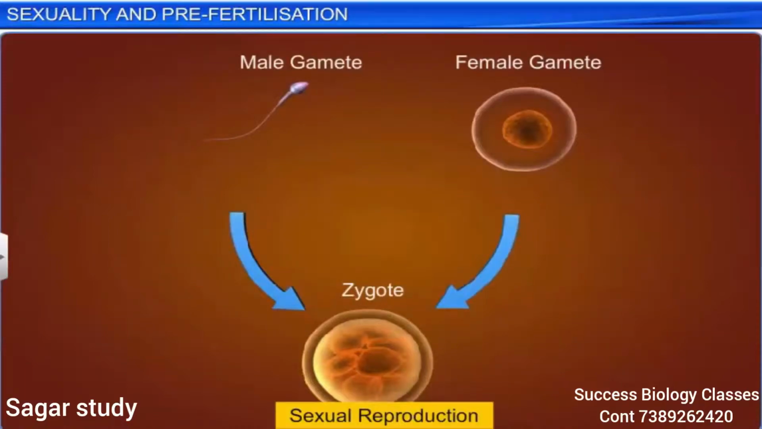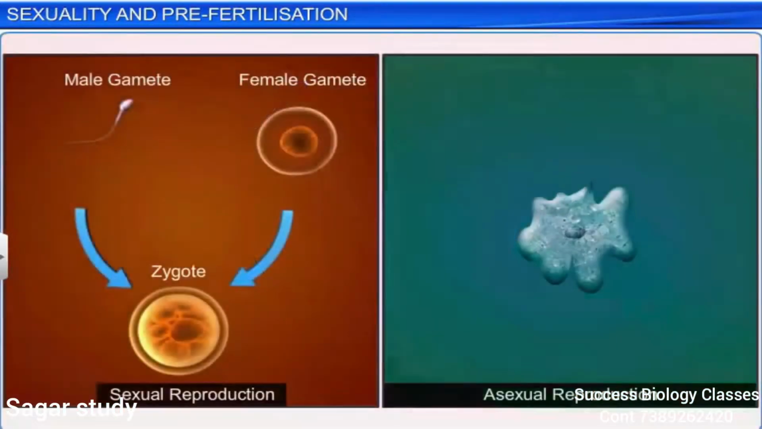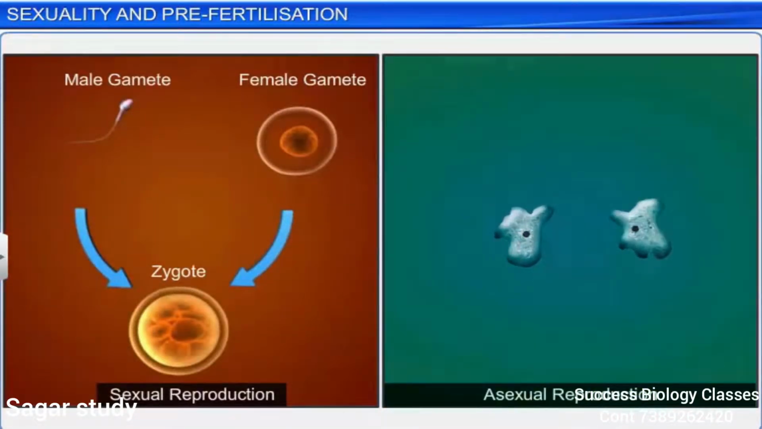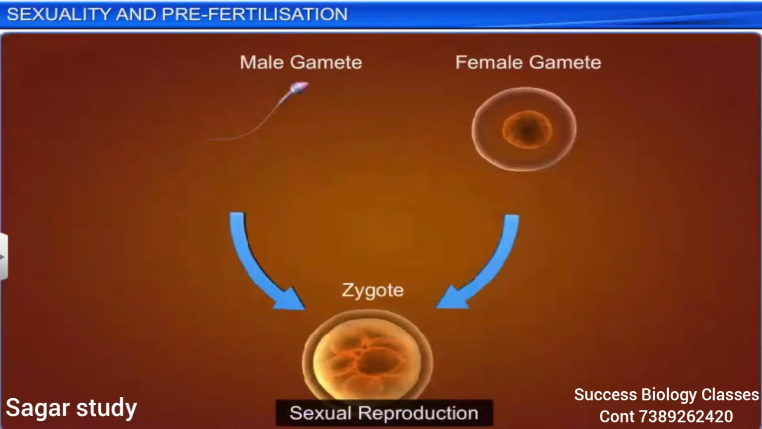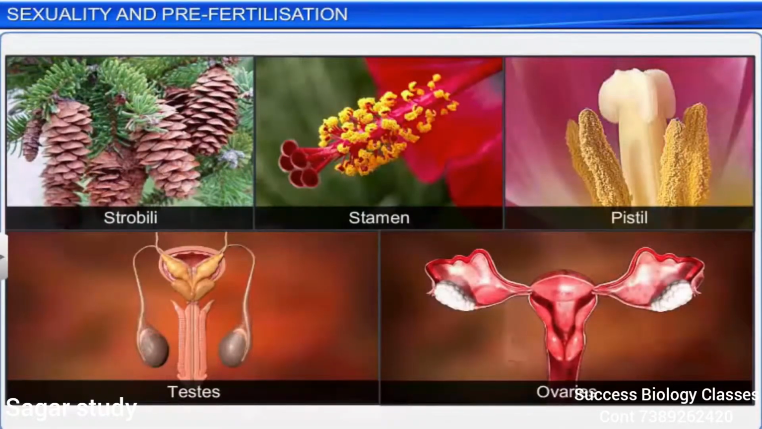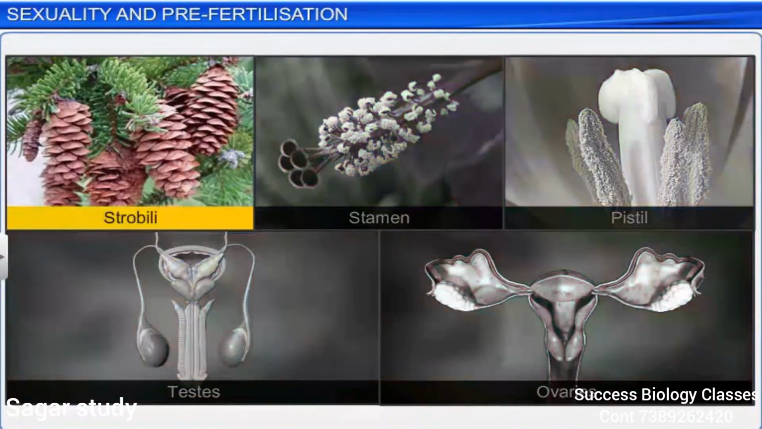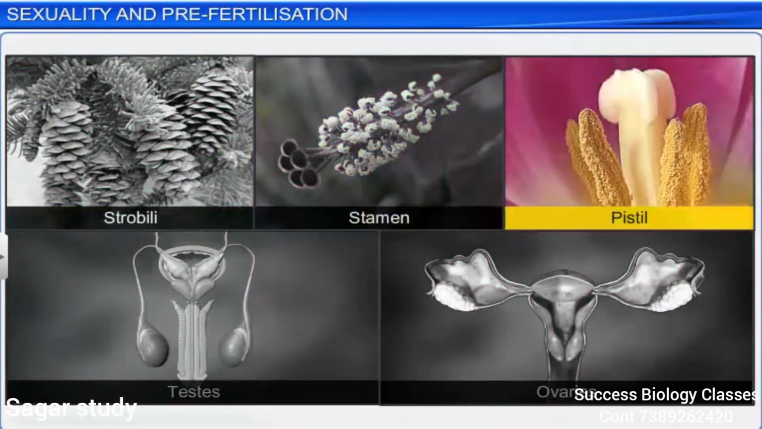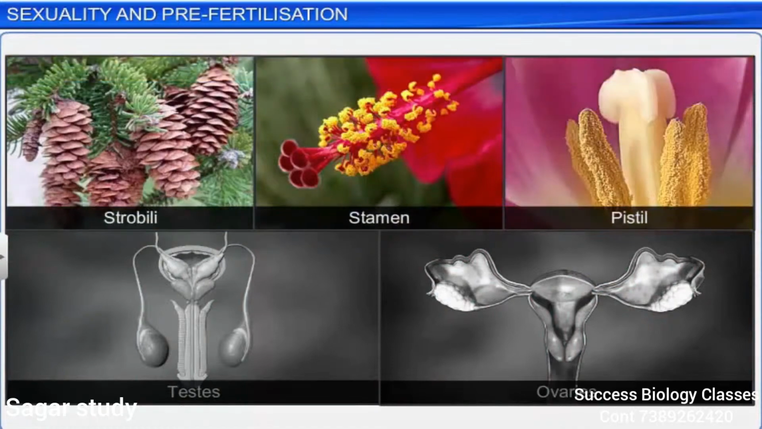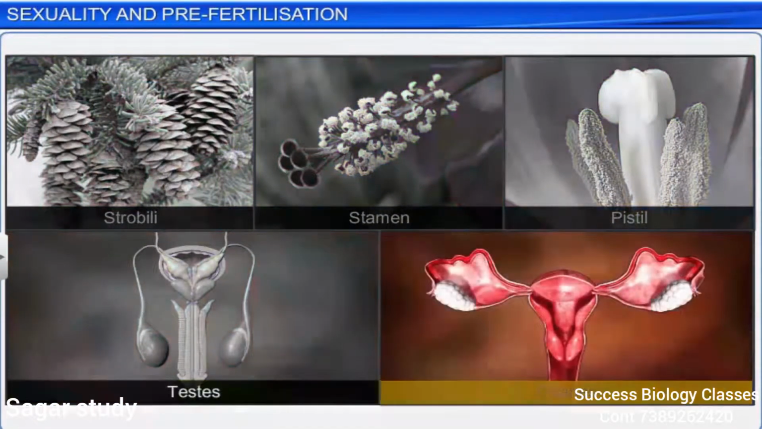Sexual reproduction is a far more complicated and elaborate process than asexual reproduction. This form of reproduction essentially involves the fusion of male and female gametes, produced by reproductive structures such as the strobili, stamen, and pistil in the case of plants, and testes and ovaries in animals.